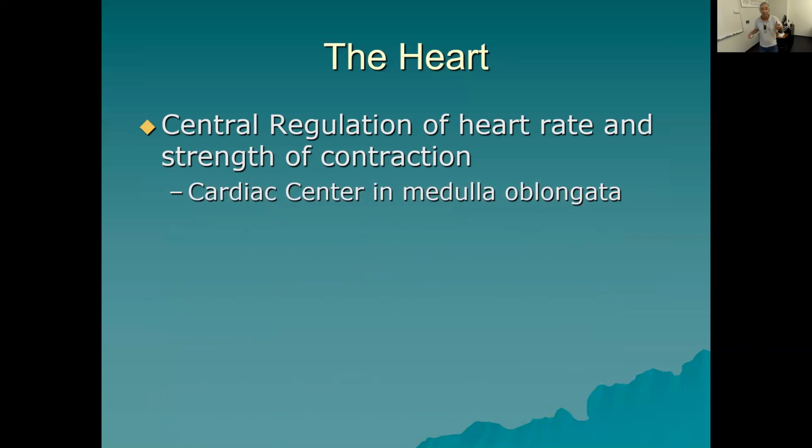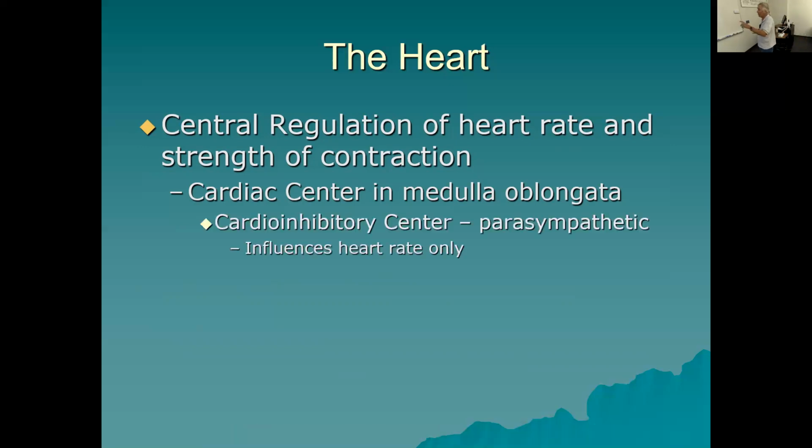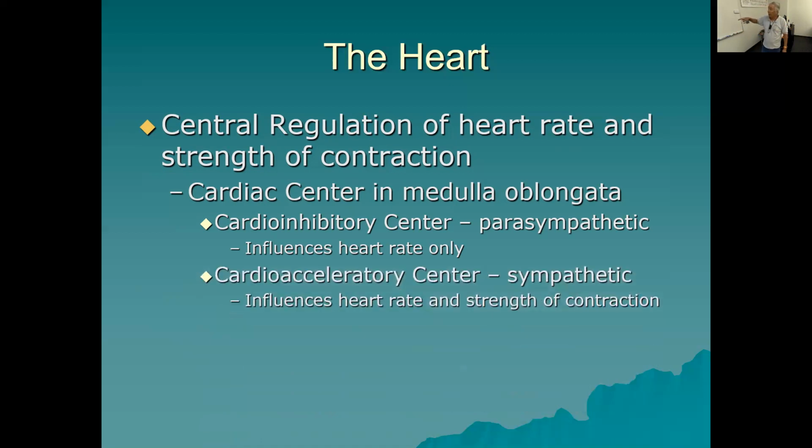So, what controls your heart rate? Well, the cardiac center in the medulla oblongata. There's a cardioinhibitory center that's parasympathetic. It influences just the heart rate, and this slows your heart rate down. Remember, the parasympathetic nervous system is the rest and digest system, so it sets you up for inactivity. There's a cardiac acceleratory center right next to it in the medulla oblongata. Sympathetic influences heart rate and strength of contraction. So it's the fight or flight. It increases heart rate and increases the strength of contraction of the heart.